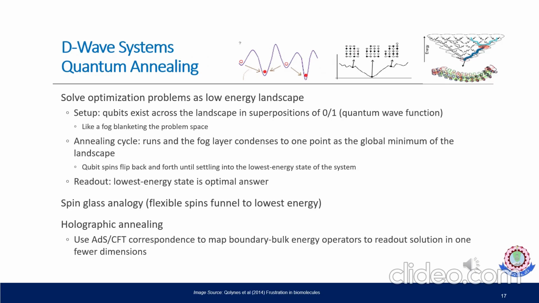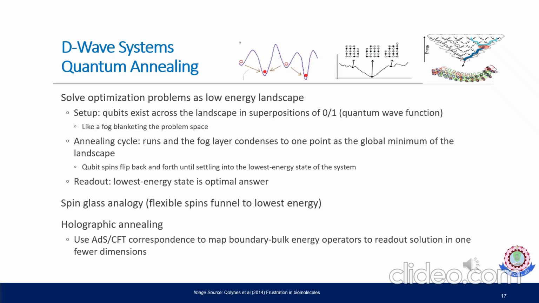D-Wave systems use quantum annealing to solve optimization problems as low energy landscapes. Qubits exist across the landscape in superpositions of zeros and ones, like a fog blanketing the problem space. As the annealer cycles run, the fog layer condenses to one point, the global minimum of the landscape. Qubits spin and flip back and forth until settling into the lowest energy state of the system. The readout of the lowest energy state is the optimal answer. In the spin glass analogy, flexible spins funnel to the lowest energy.